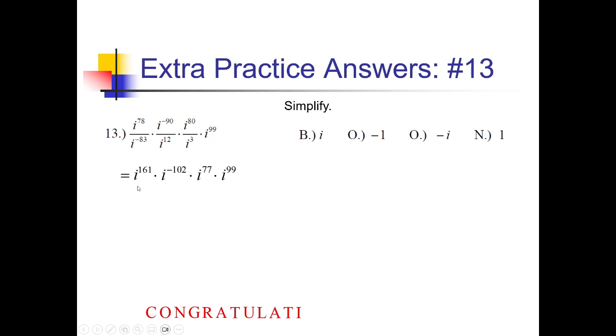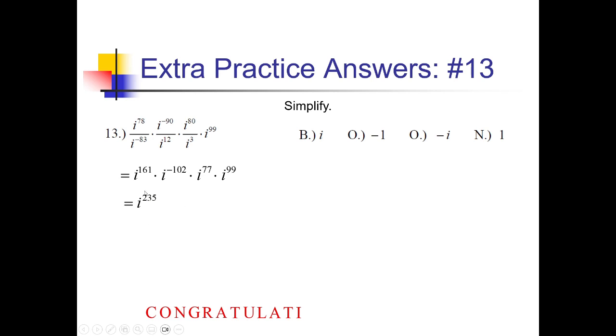All right, let me go through and start adding these together. Because I'm multiplying the i's, I have to add the exponents. So we have 161 plus negative 102. That's going to be 59. And then 59 plus 77. Well, let me think here. I think that's going to be 136. And then 136 plus 99, that's going to be 245. Is that right? No. 235. 235. There we go. You could check it with a calculator, but I'm pretty confident about this.